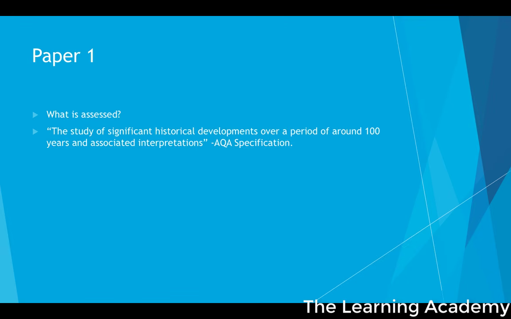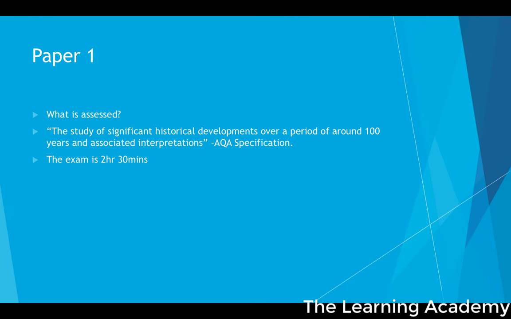Okay, so paper 1, what is assessed? Well, the specification suggests the study of significant historical developments over a period of around 100 years and associated interpretations. Now that's important: associated interpretations. What it means by that is the extract questions, the interpretations from the extract questions that we'll look at in a different video.